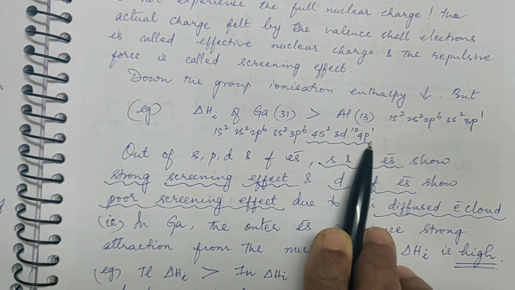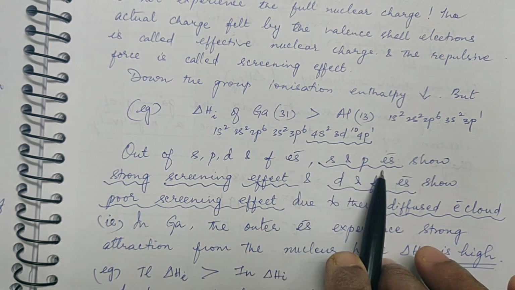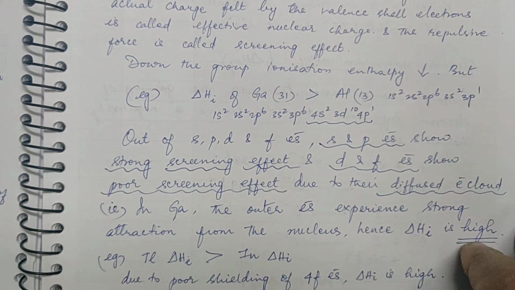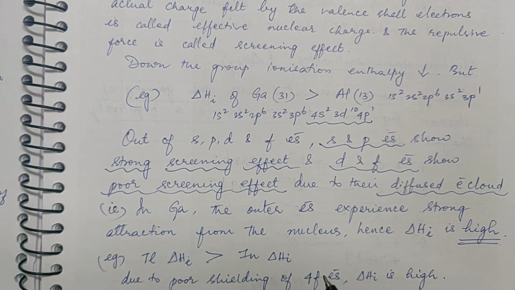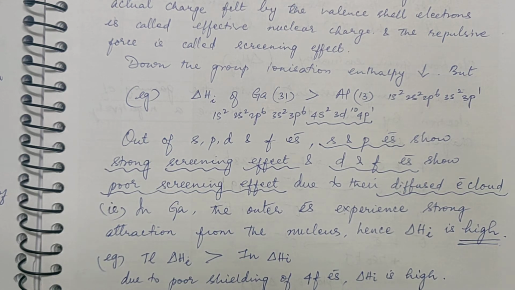Now what we have studied, out of S, P, D and F electrons, S and P electrons show a strong screening effect. Strong screening effect means they will hide the electrons much more sharply than what D and F do. S and P electrons screen the outer electrons more strongly, more sharply from the nucleus.